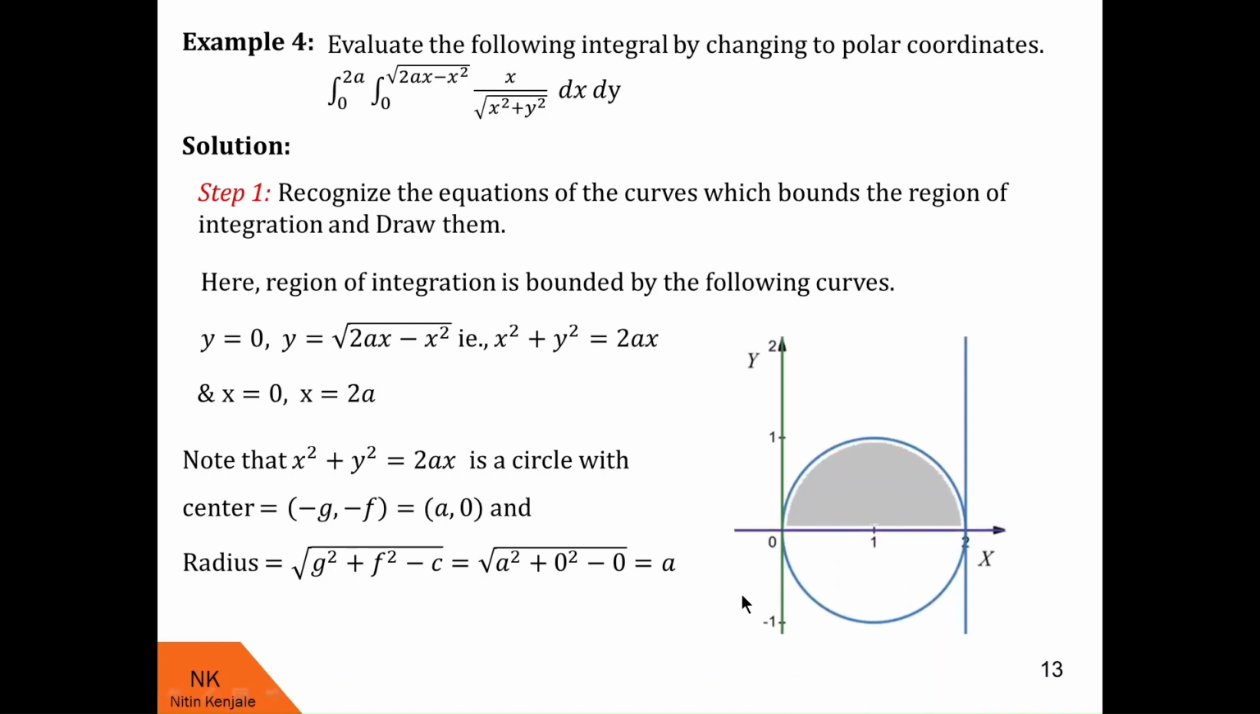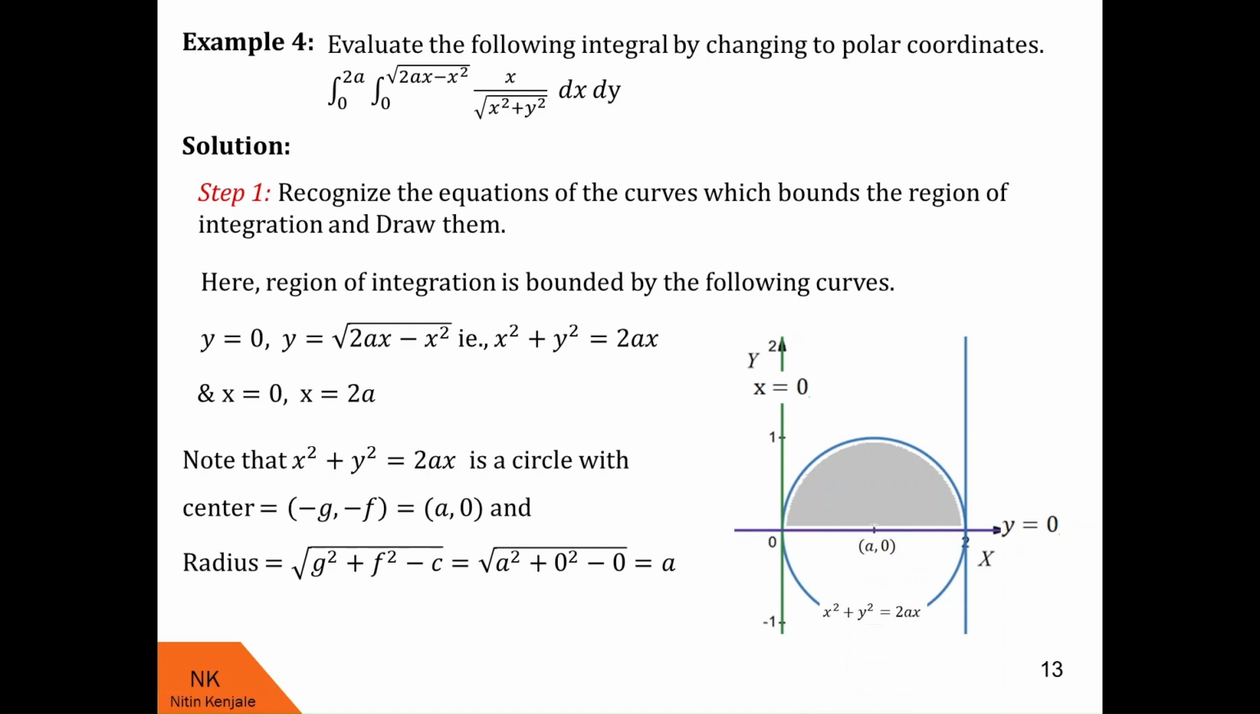When we draw this circle, we get this figure. This circle is centered at say a comma 0. I am considering here a is equal to 1 just for the sake of drawing this picture. Then x is equal to 2a will be this straight line passing through x is equal to 2, which is parallel to the y axis. y is equal to 0 is the x axis and x is equal to 0 is the y axis.